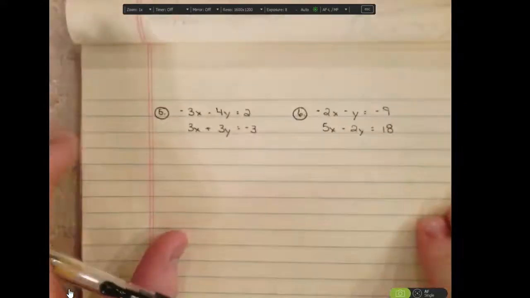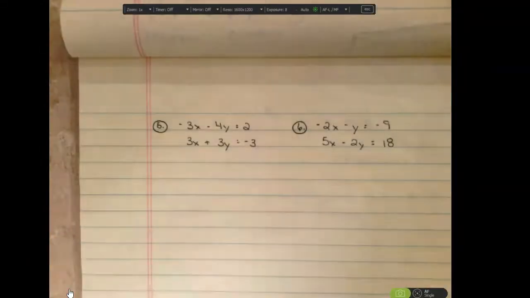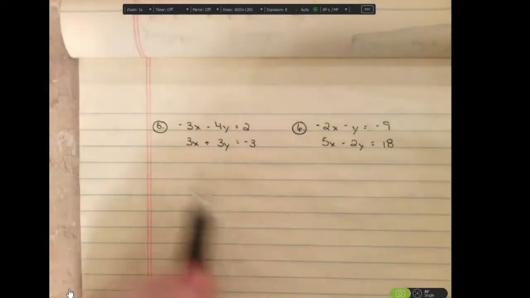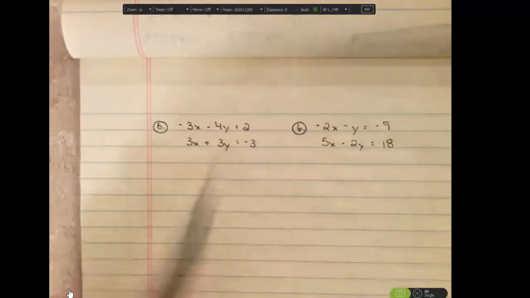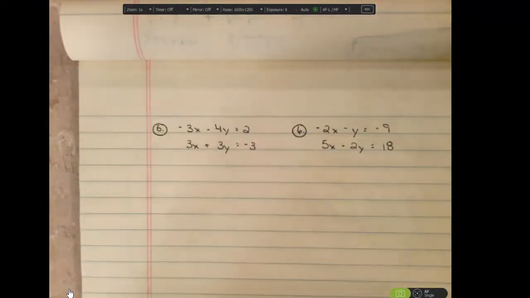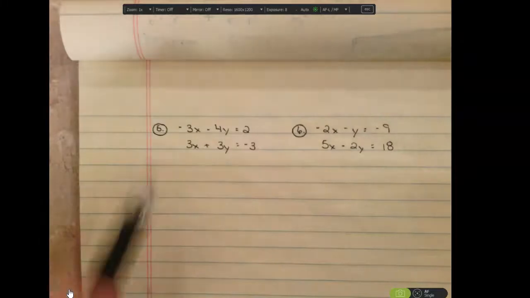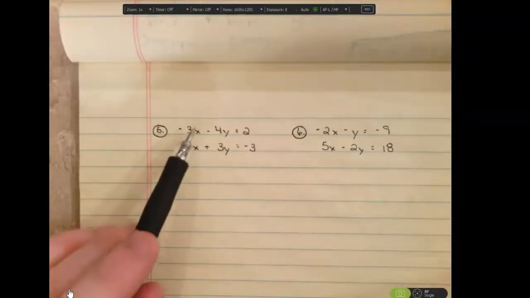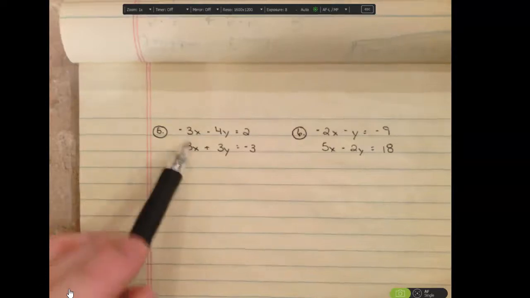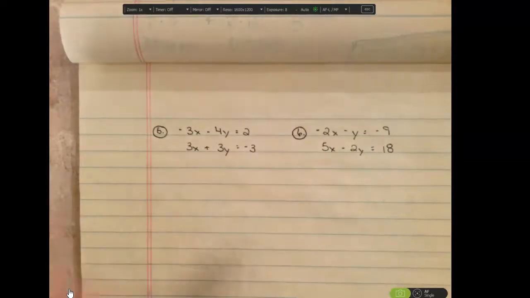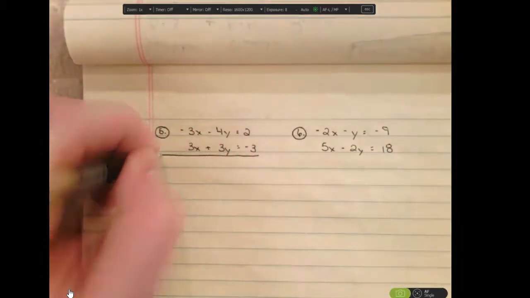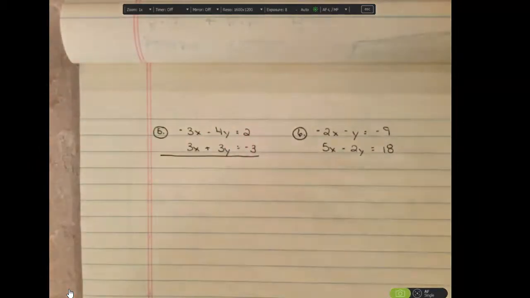Let's look at number 5. So guys, with number 5, I've got negative 3x minus 4y equals 2. And I also have 3x plus 3y equals negative 3. And again, to do elimination, one of my variables has to be the same. Well, hey, on my x's, both of these numbers are 3. So I'm good to go. I can go ahead and begin to either add or subtract these two equations.